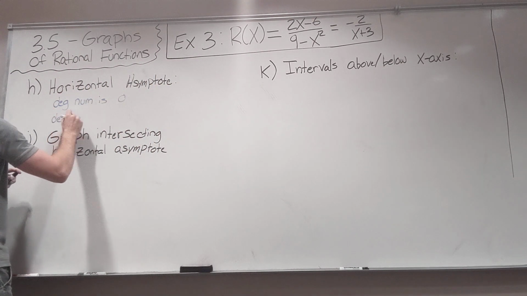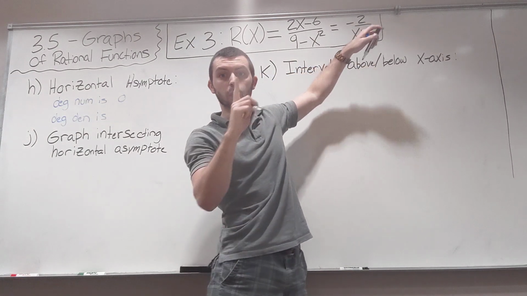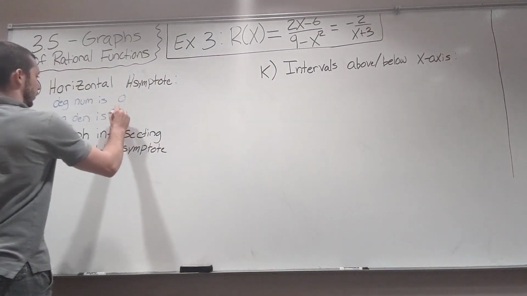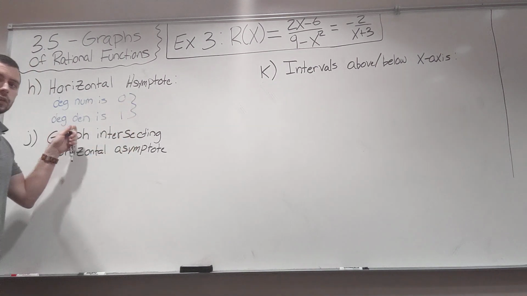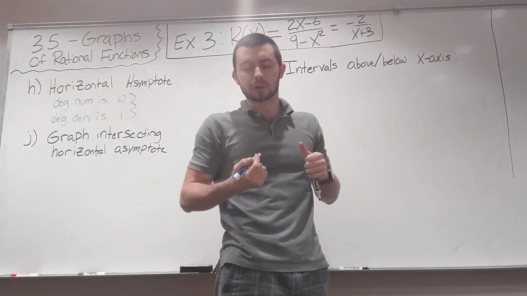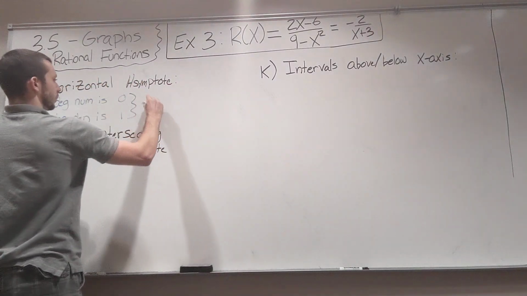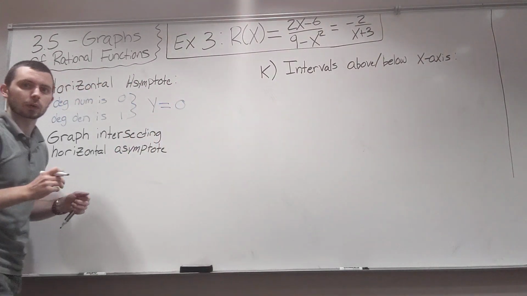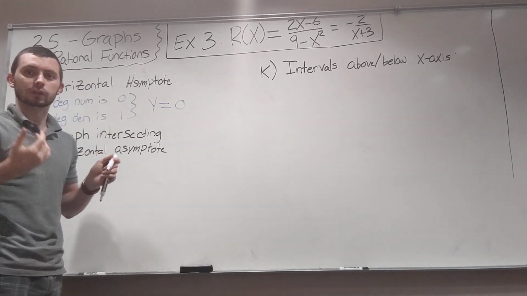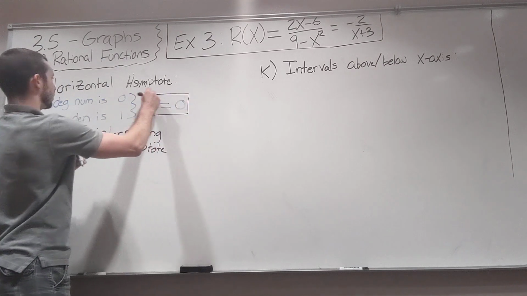And the degree of the denominator, well, in the denominator, it's just x. There is a variable, but it only has a power of 1. So the degree of the denominator is larger, and because the degree of the denominator is larger, we automatically get that the horizontal asymptote is y equals 0. We get that one for free whenever the degree is larger in the denominator than in the numerator. So we would conclude part H with that.